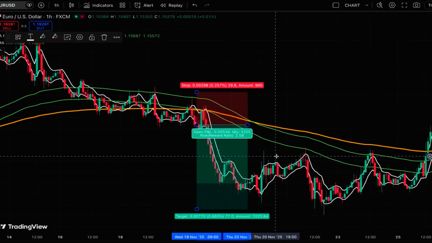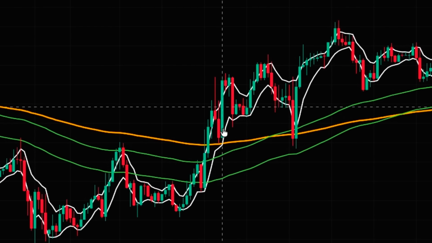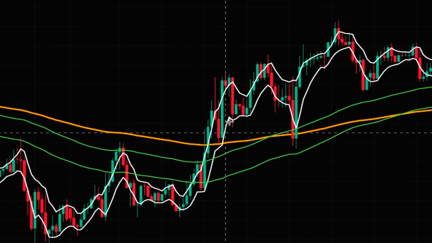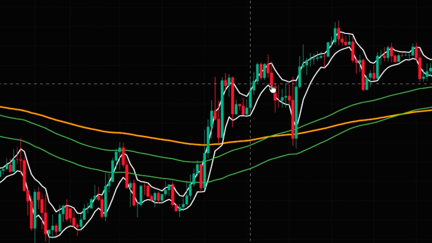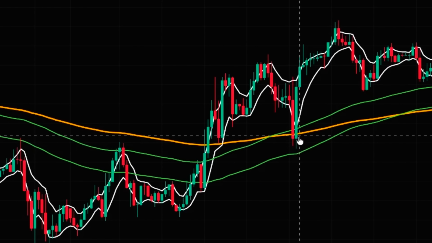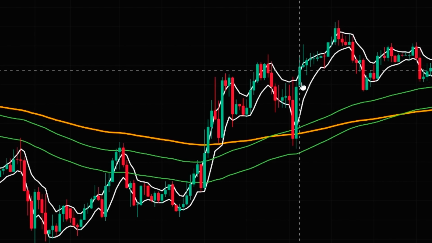Alright, moving on the chart, you can see that here the price went above the orange line, and after that the white channel is also completely above the orange line. And in the next step, we wait for the pullback of the price to the green channel. You can see that it happened here, and at this point you can see that we got a candle that is closed above the white channel.